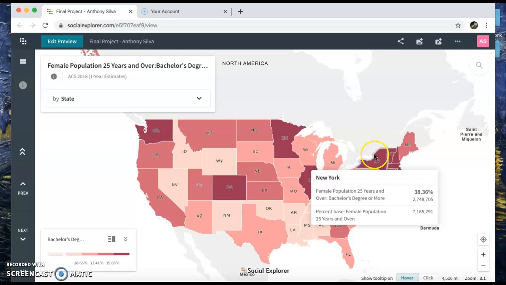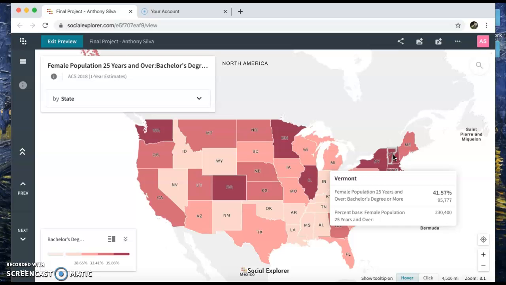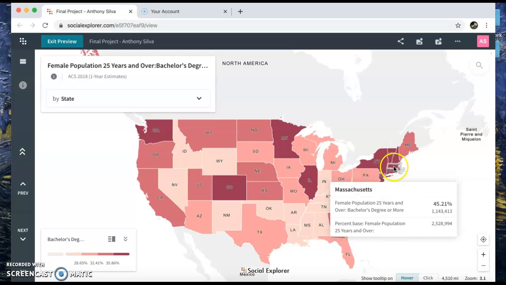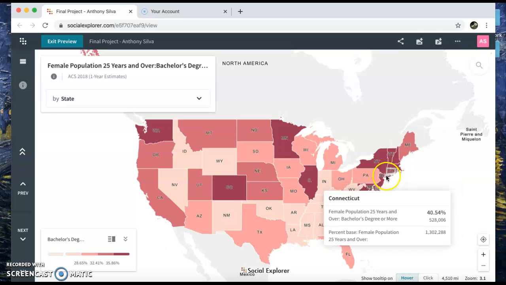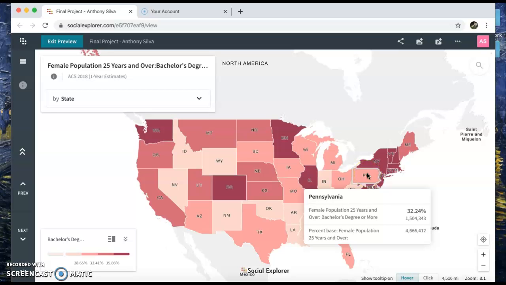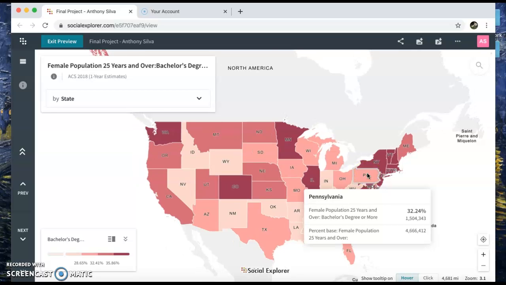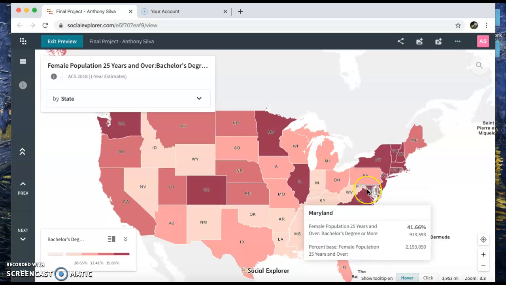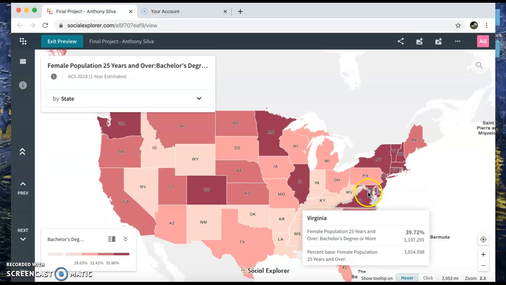So New York, 38% of women have those degrees. Vermont, 41. New Hampshire, 37. Massachusetts, 45. Massachusetts is the most university-dense state in the country, I believe. So that's no shocker. Connecticut, again, 40. New Jersey, 41. Pennsylvania, we're lagging behind a little bit, 32. And then Maryland, 41. Virginia, 39.